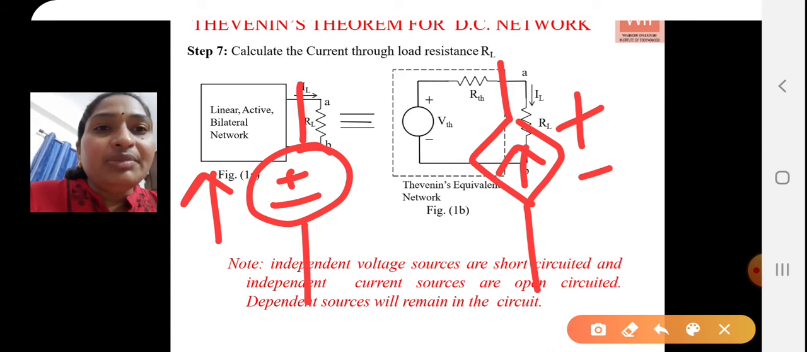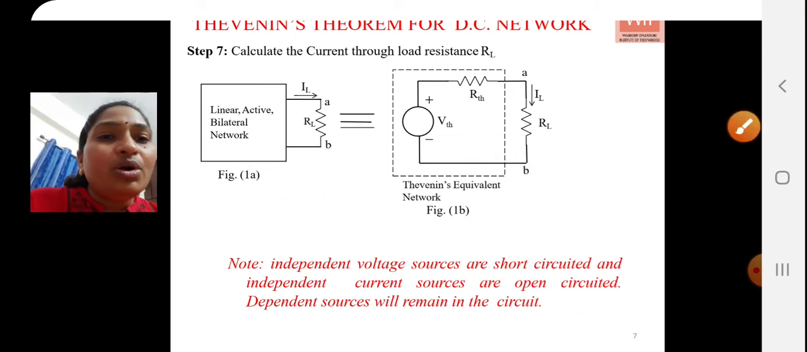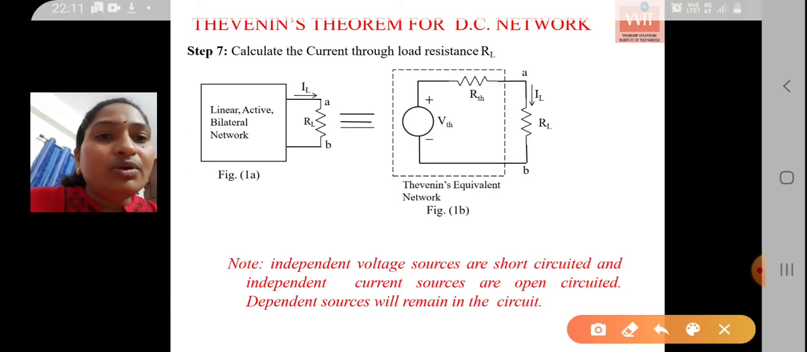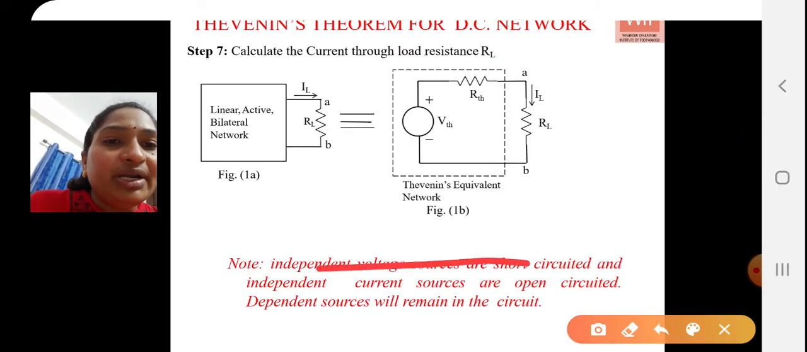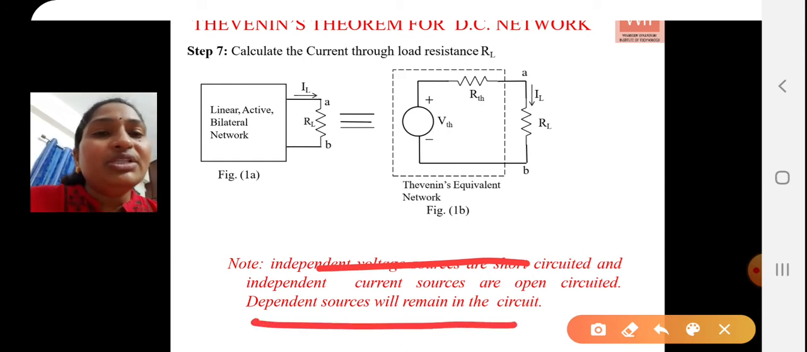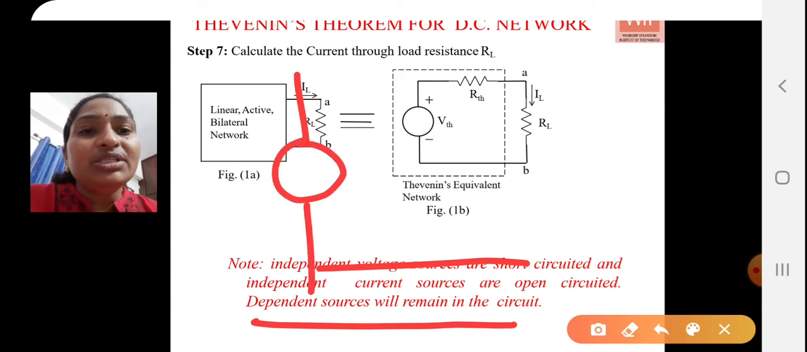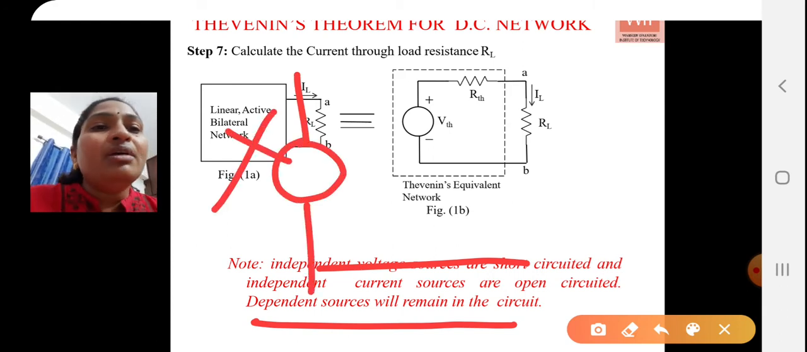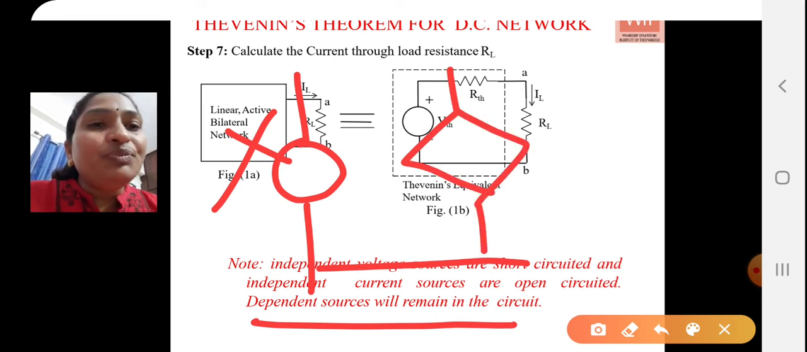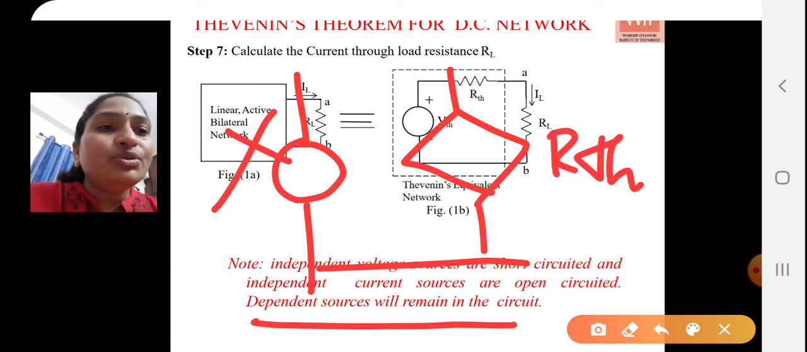So while applying Thevenin's theorem to any given network to find the Thevenin's resistance, all the independent sources have to be removed, and all the dependent sources have to remain in the network. Whatever independent sources are present, we remove them, but whatever dependent sources are present in the network, we still keep them while finding the R Thevenin value. So everyone must keep this point in mind.